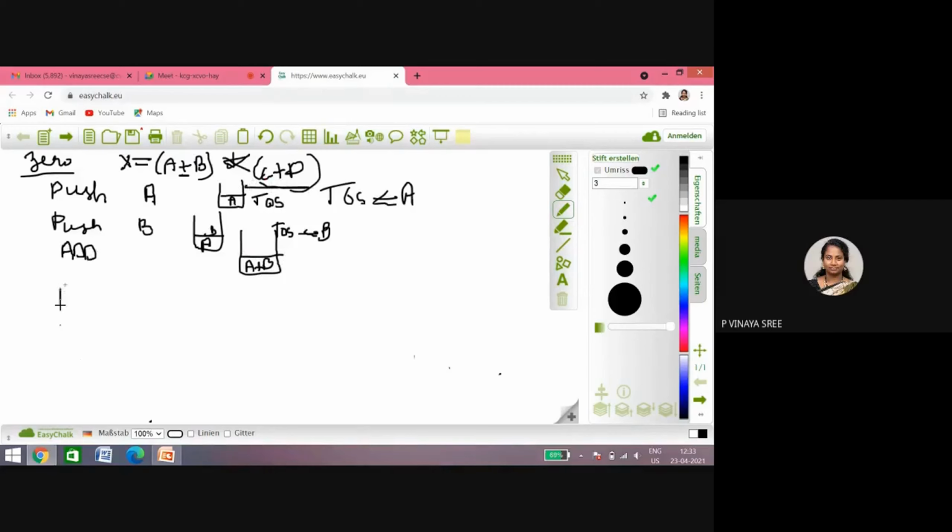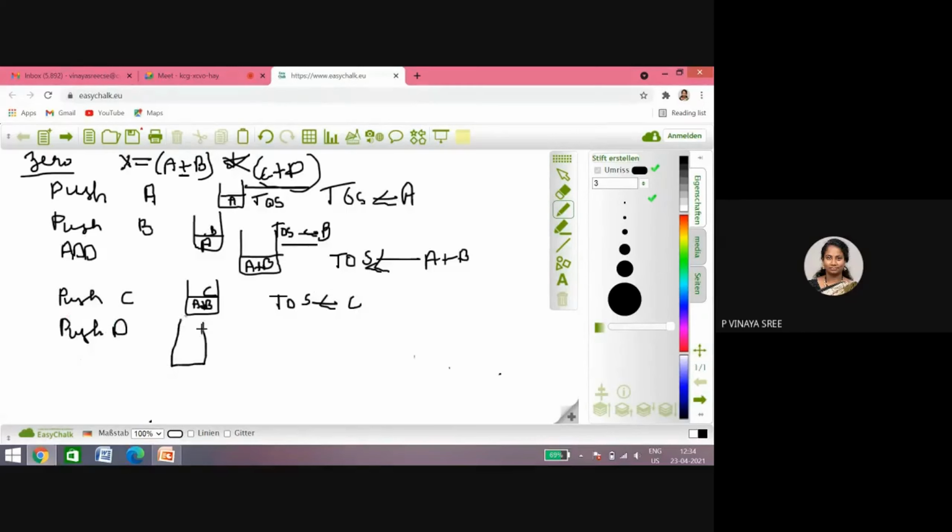Next is what? Push C. We have already A plus B, and next we need to push C. Every time you try to write this. For add, you will have top of the stack as A plus B, and here top of the stack is C. I will be showing this again in the PPT. Next, push D. You will be having already A plus B, above that you have C and you have D. Now top of the stack is D.